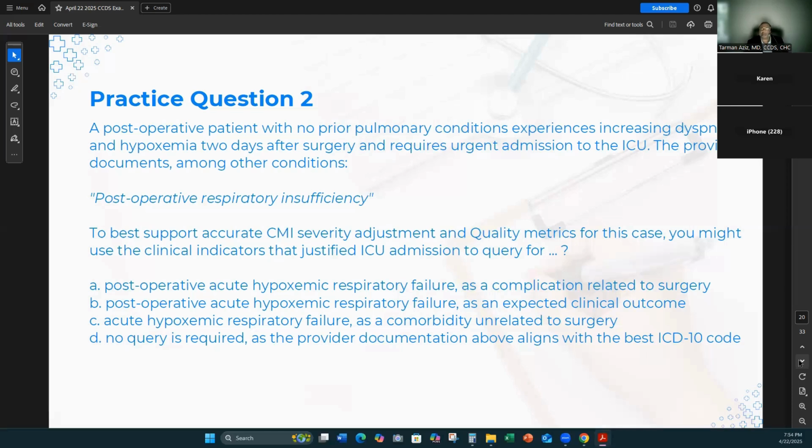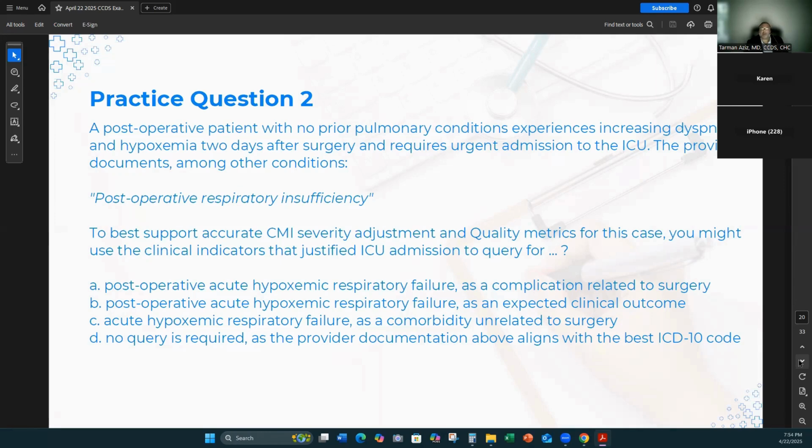What do we see about this patient? We see an increasing level of dyspnea and hypoxemia, which we said when someone has increasingly worse dyspnea and hypoxemia, we can think about acute respiratory failure rather than insufficiency. So the word insufficiency doesn't look too hot for this scenario, particularly when the patient required urgent ICU admission, presumably for closer lung monitoring and even ventilatory support, perhaps. So perhaps A for the answer.